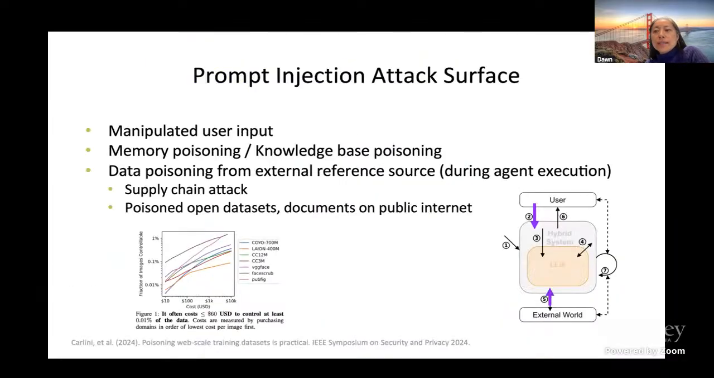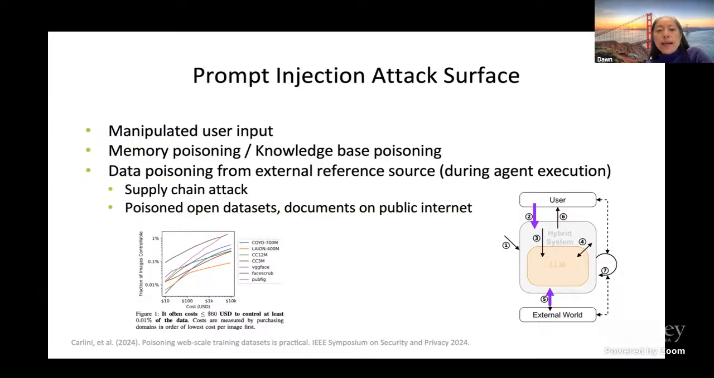And when we look at the agentic AI system, there is a wide prompt injection attack surface. Essentially, as we showed earlier, the user can provide potentially malicious or manipulated inputs, and also the external world, when the system interacts with it, can provide potentially malicious inputs to the LLM as well.